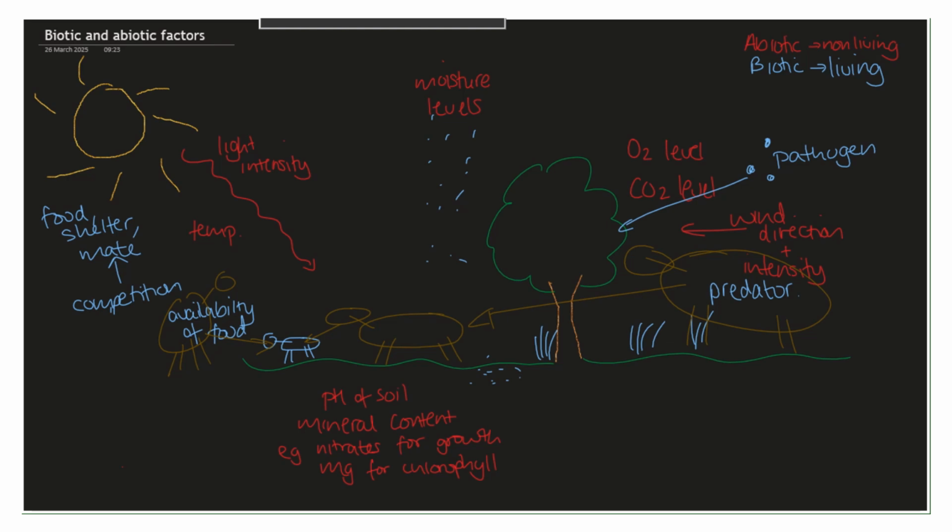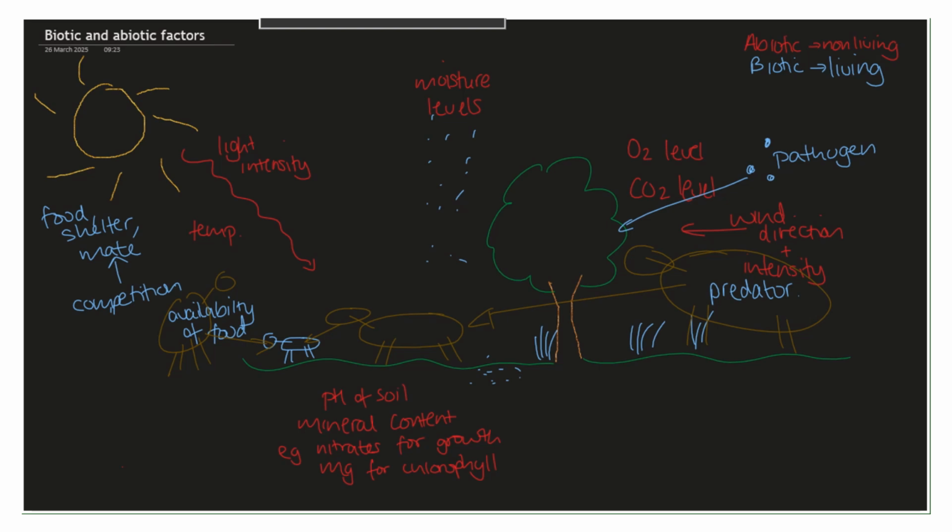We'll start off with light intensity. Light intensity is an important factor because light intensity will determine the rate of photosynthesis that takes place in plants. Plants are producers. They produce their own glucose. And as such, primary and then secondary consumers will rely on plants. So light intensity is pretty crucial in an ecosystem.